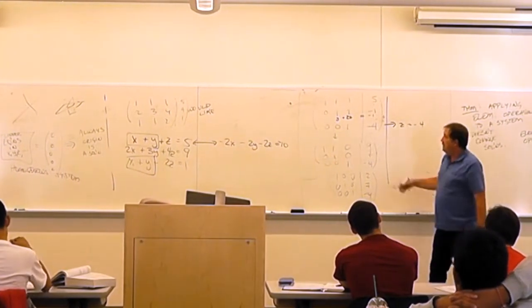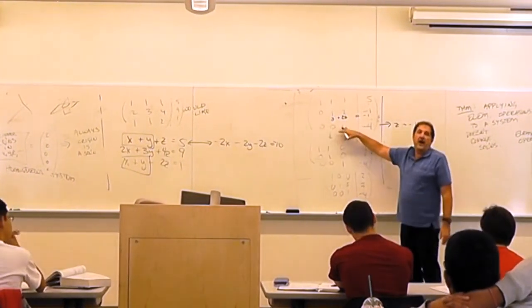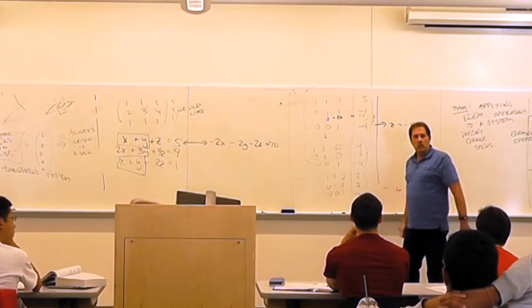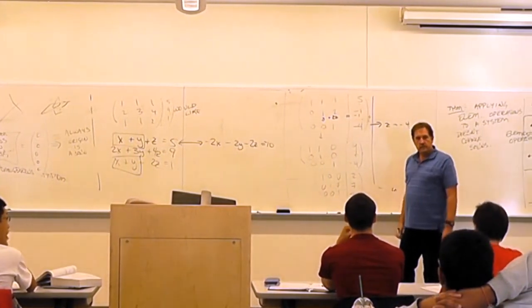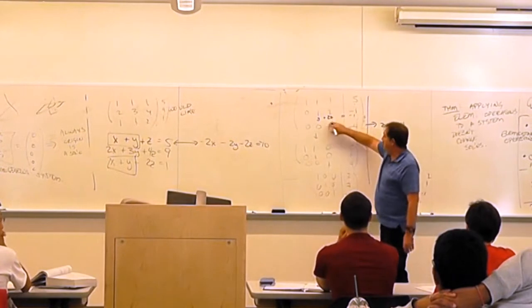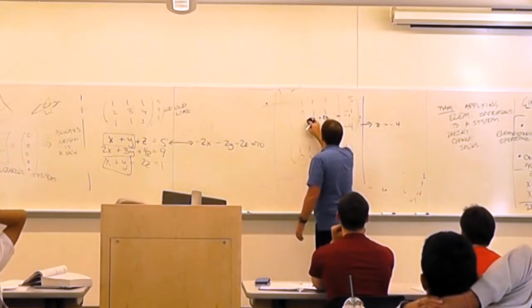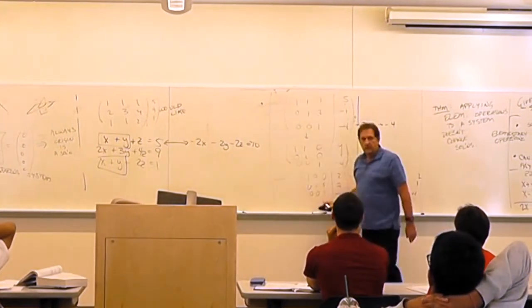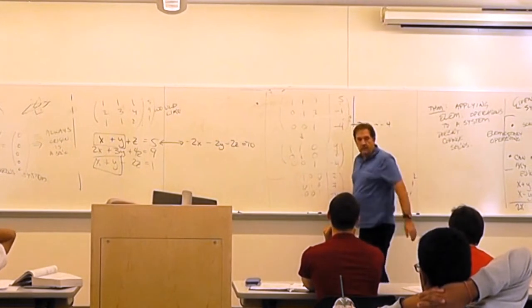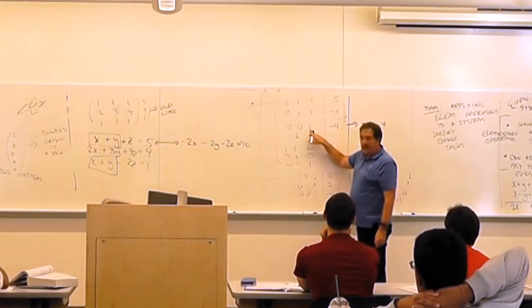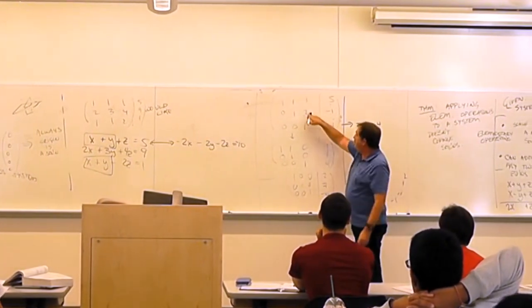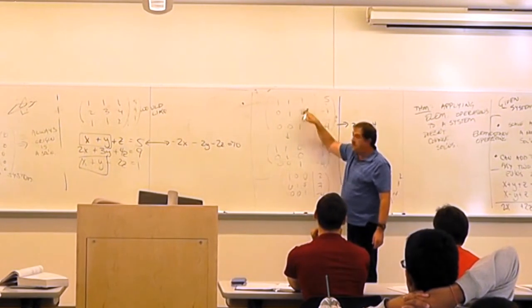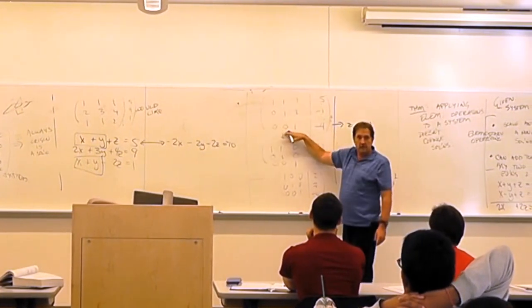If I hadn't been lucky, maybe I would have gotten 3 and a 5 here, and I would have had to do more work later. Okay, so now I look. Now I've reduced the problem. I'm happy with this one. And since I have a 1 here, I can use it to kill off the entries in the other guys because these are all zeros.